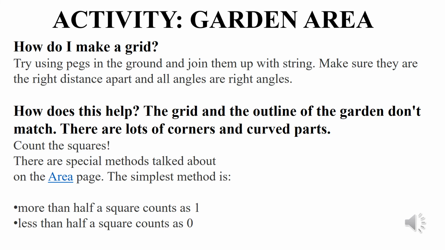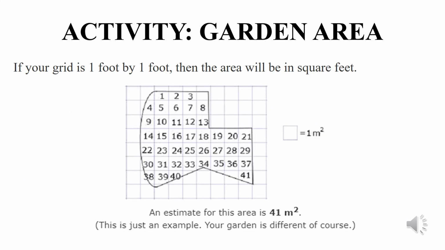Count the squares. There are special methods talked about on the area page. The simplest method is more than half a square counts as 1, less than half a square counts as 0. If your grid is 1 foot by 1 foot, then the area will be in square feet. An estimate for this area is 41 meters square. This is just an example. Your garden is different, of course.